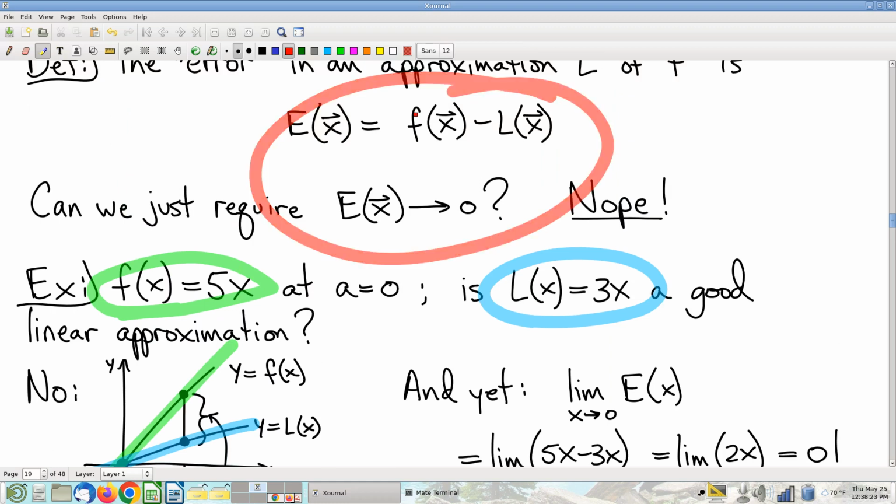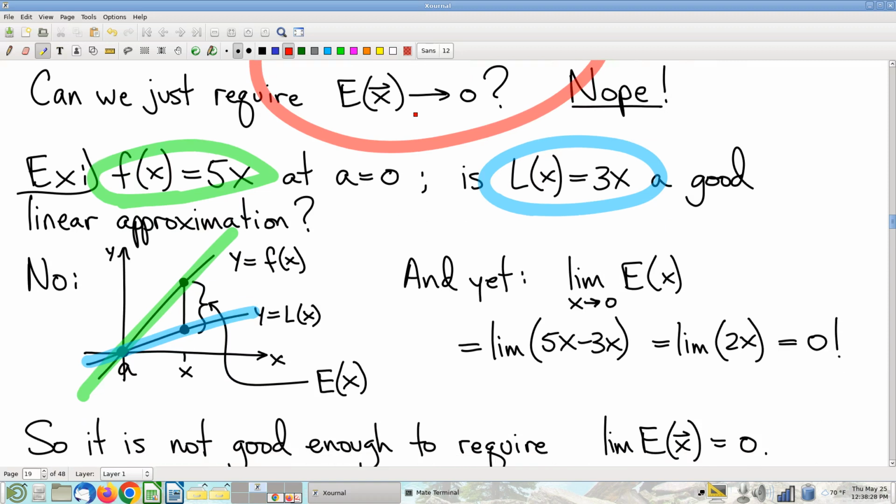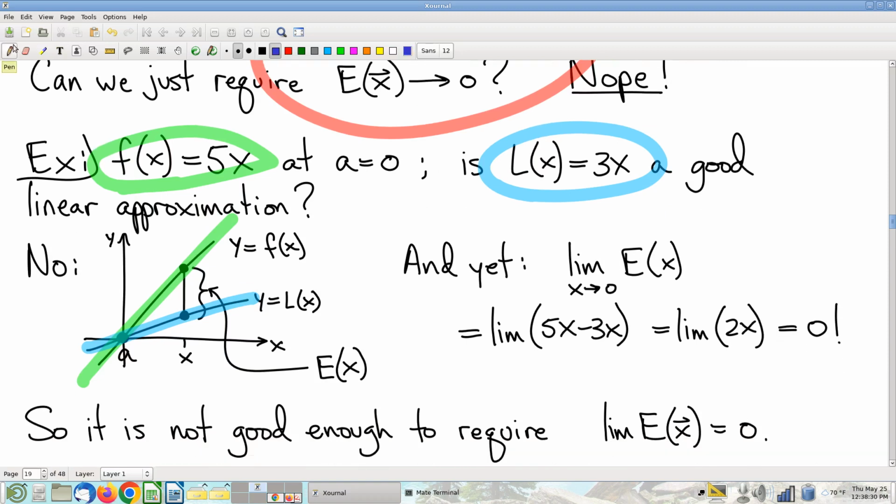Defining error as such, does the error approach 0? Well, it does. Here's the error. That's what the error is. And as x approaches a, this error does indeed approach 0. So as far as this test is concerned, we've got a good linear approximation to our function here, and clearly this means our test stinks. Does everybody see why that's bad?